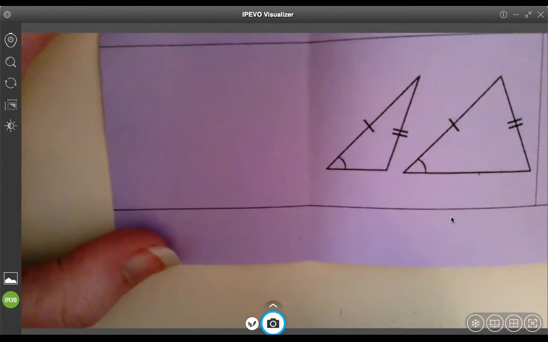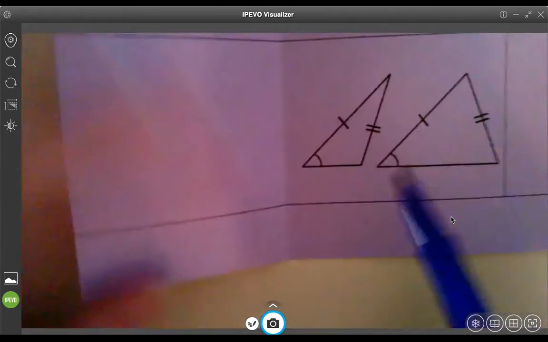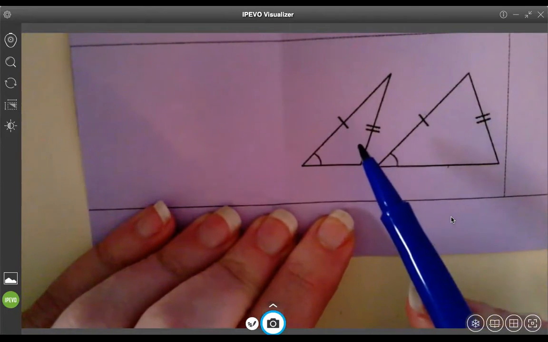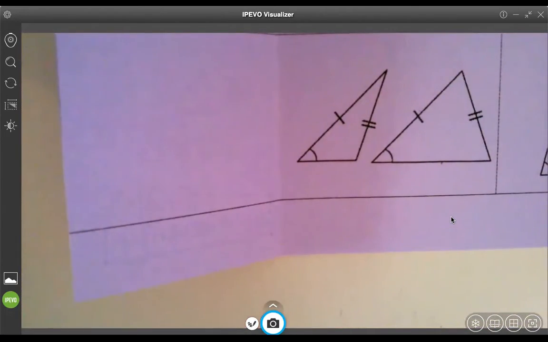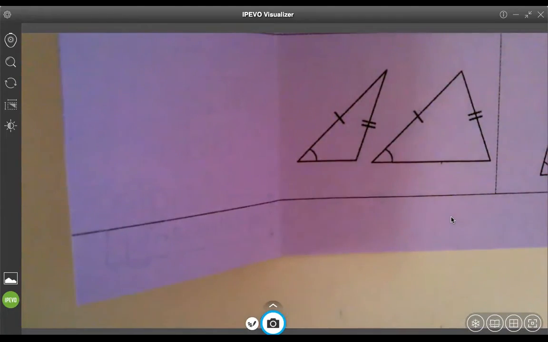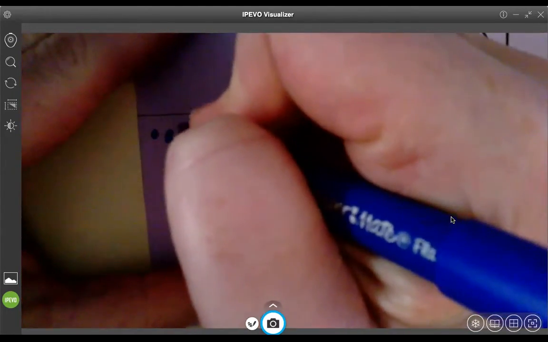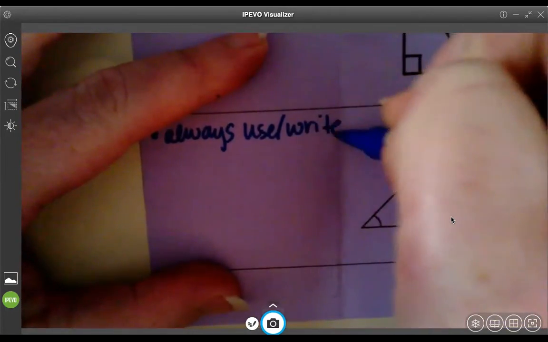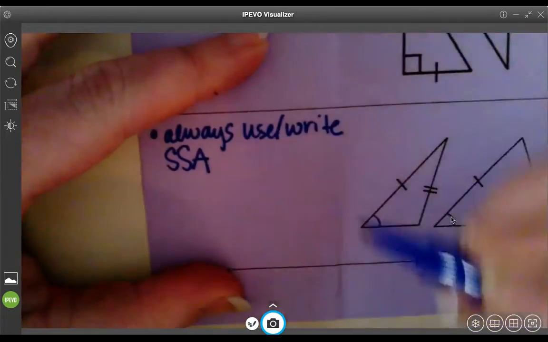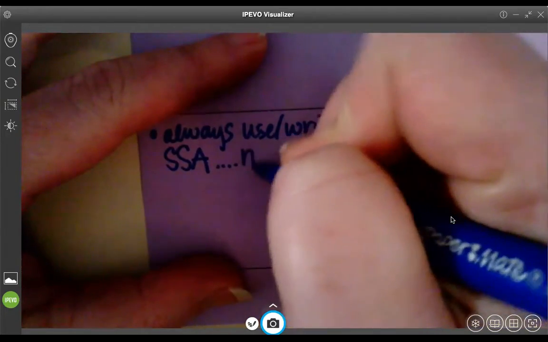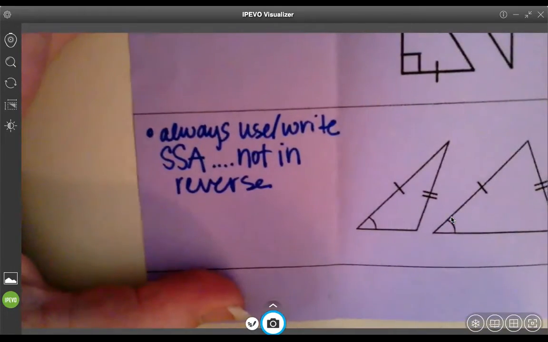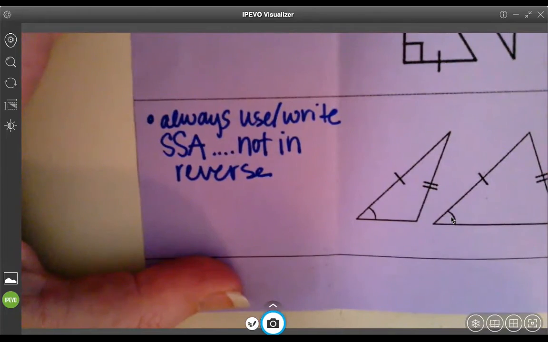When we look at this on the inside, you can kind of see that you have this opposite side and angle thing going on. And this is one of the reasons that you don't have enough information. It's going to make a whole lot more sense after we go through some of the other ones. But I do want to pause and just kind of say over here, always use or write SSA, not in reverse. Okay, we're not going to reverse that. And I think you can see why.